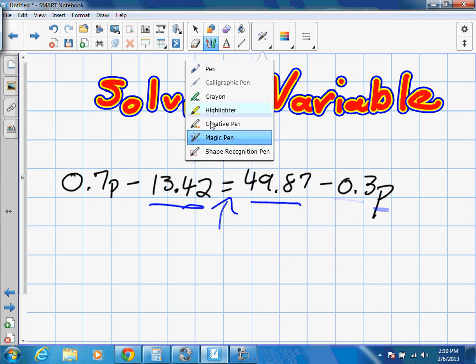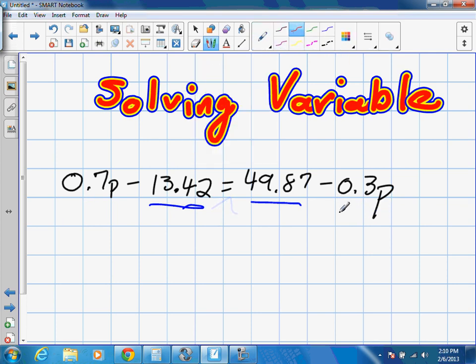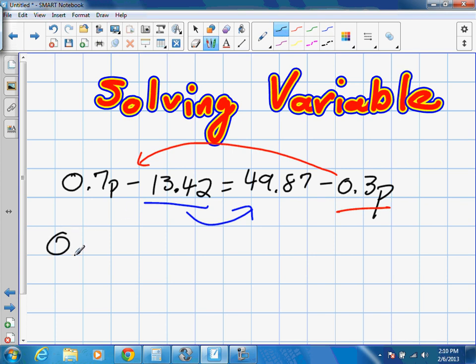So what I'm going to do to start this is we're going to move over our variable to the left side of the equation. And I'm going to move all of our constant terms to the right. And we'll do this in one shot here. 0.7p. This negative 0.13p will become what? Positive 0.3p. Then we have our equal sign. When I move, we'll have 49.87 still. When I move 13 over, what does it become?